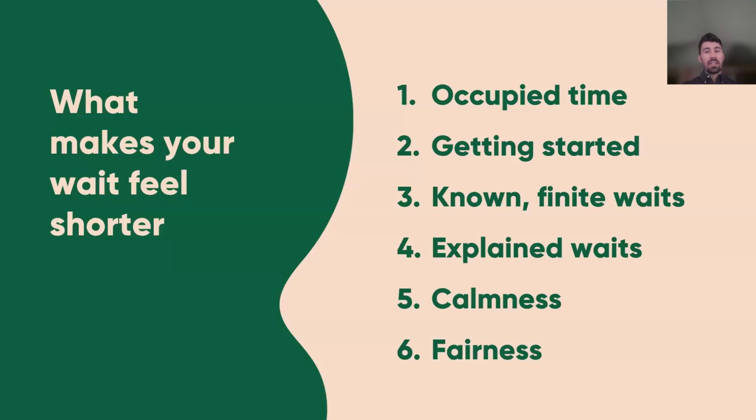Calmness: basically, any anxiety makes waits feel longer. And that ties into many of the other ones. And fairness, right? If you are in a physical line and you see people keep cutting in line, it's going to make the wait not only actually longer, but also feel even longer, because you're going to get all upset about the injustice of that.